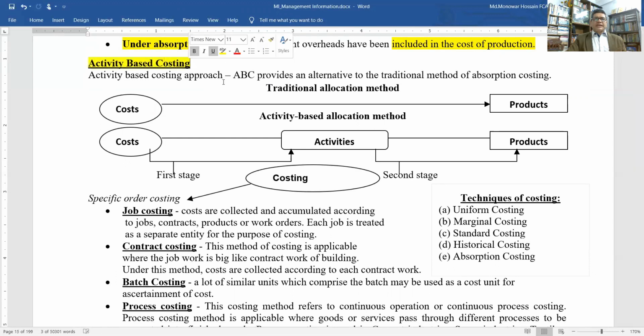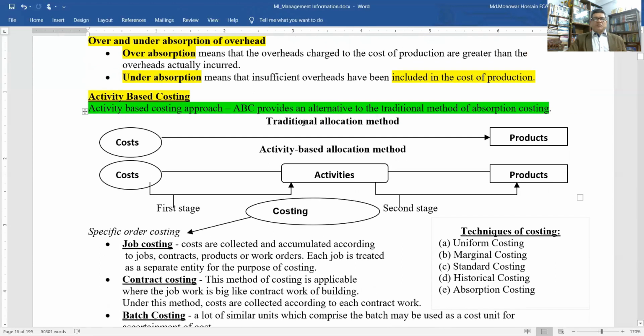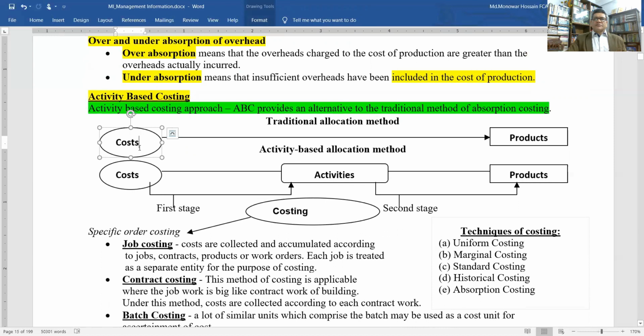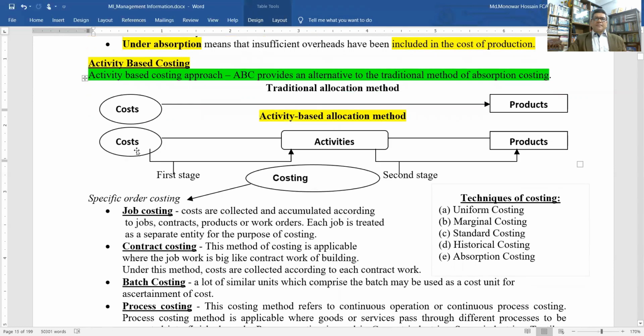Okay, so activity-based costing. What does that mean? Activity-based costing, the ABC approach, is an alternative to the traditional method of absorption costing. Okay. So in the traditional cost method, look here, cost goes directly to the product. But in the activity-based costing method, look here, it is more scientific and accurate: cost goes first to different cost pools, that means different activities. In the second stage, it goes to the product.